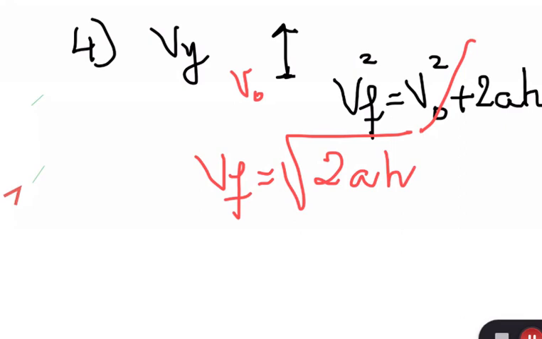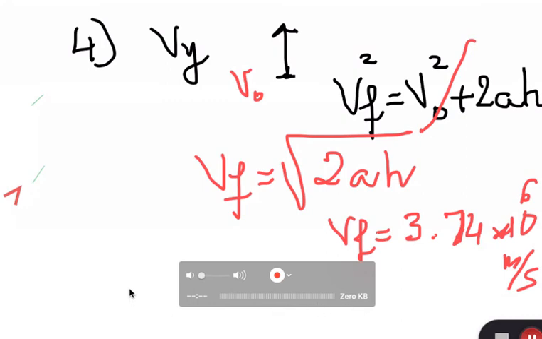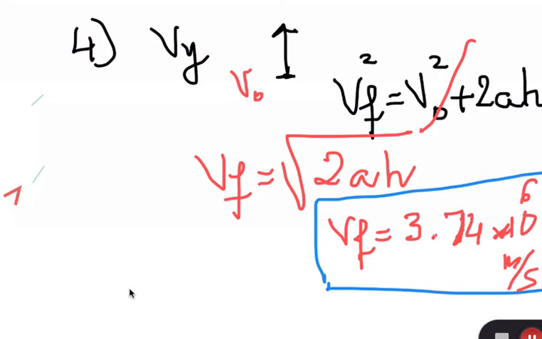When we apply all of the calculation, using the results from the previous examples, we find that Vy after the electron is leaving the plates would be 3.74 × 10^6 meters per second.